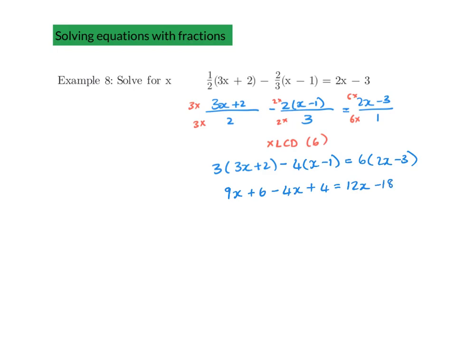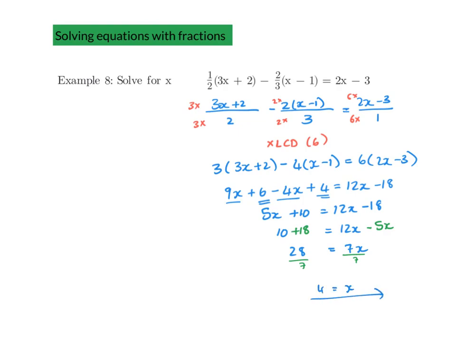Now I'm going to firstly add my like terms together. So 9x and negative 4x gives me 5x. 6 and 4 gives me 10. That gives me 12x minus 18. And for a change, I'm going to put the x's on the right. So I need to subtract 5x from both sides. So I get 12x minus 5x on the right. And I need to add 18 to both sides. So I get 28 is equal to 7x. I divide both sides by 7. And I get x is 4. Now it doesn't matter that x is on the right and the constant's on the left. It still means exactly the same thing.